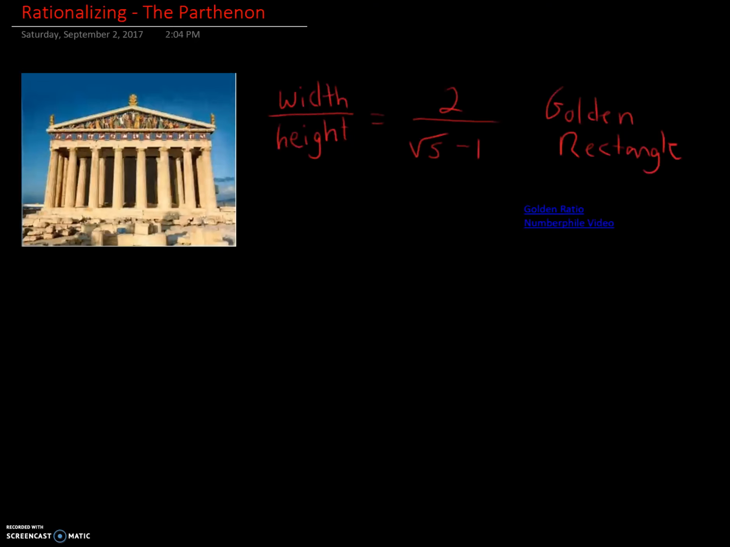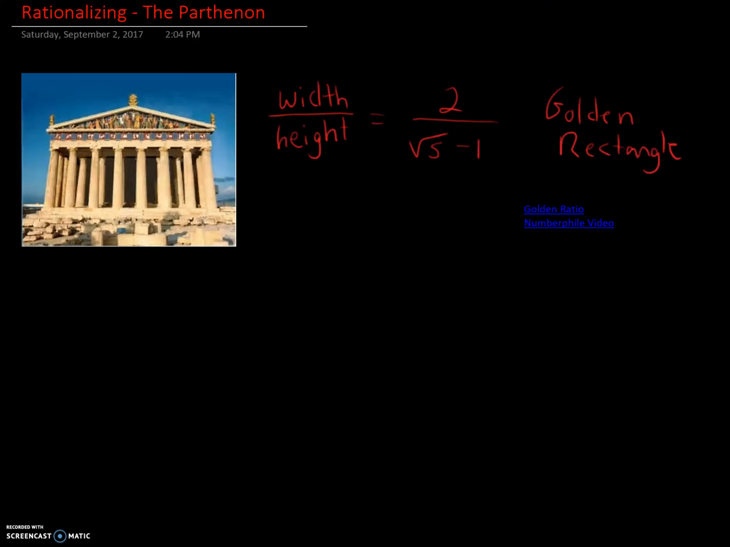Yeah, I just wanted to take a moment to take a look at a quick, fun fact about rationalizing denominators. We take a look at the Parthenon. So this is a model of what the Parthenon would have looked like, and something mathematical comes out of this image: something called a golden rectangle.